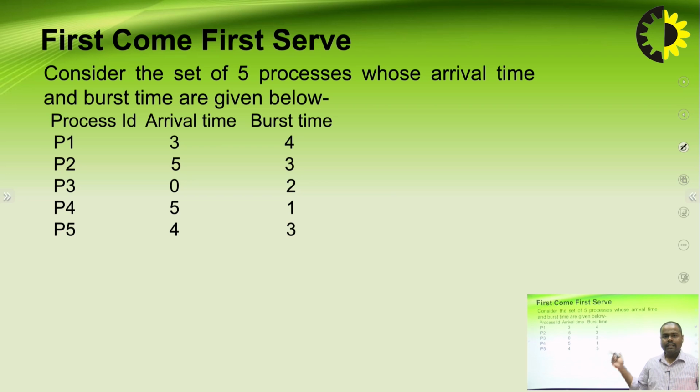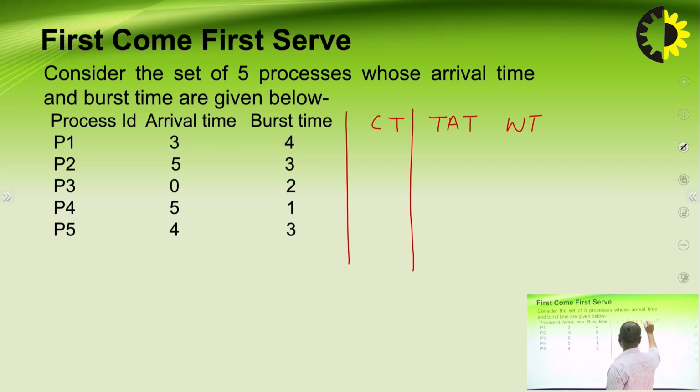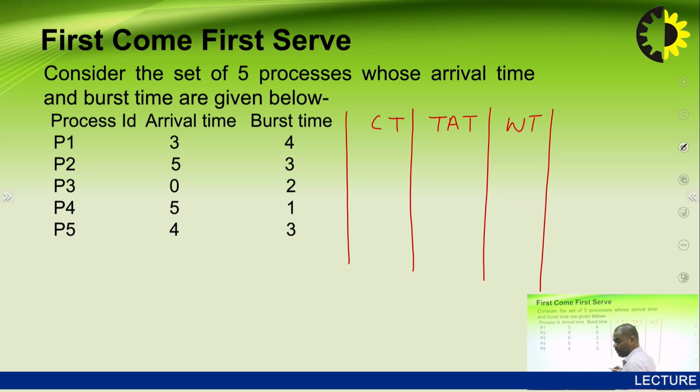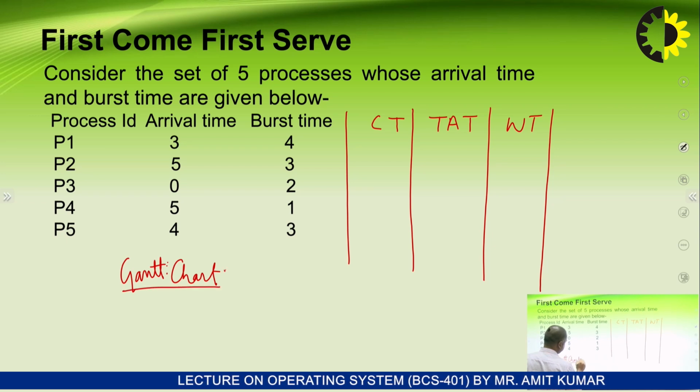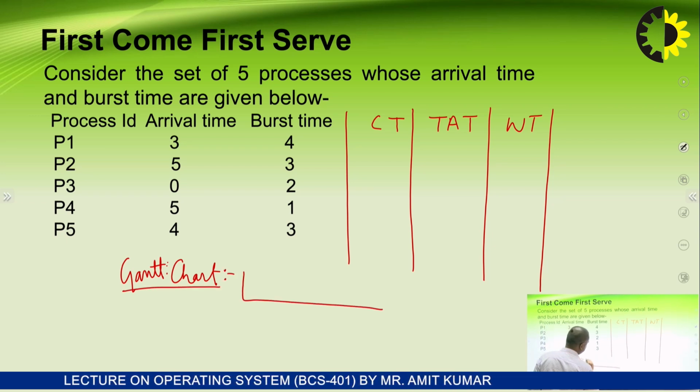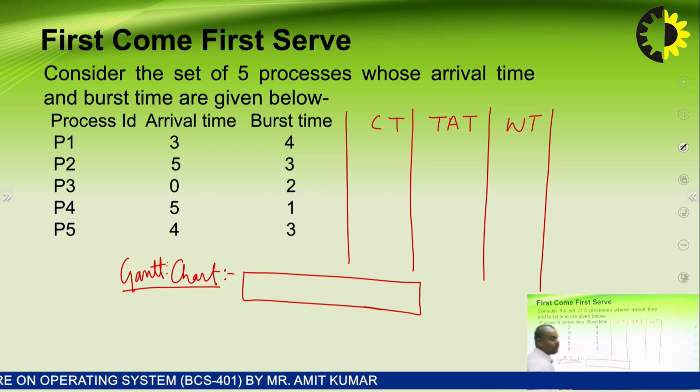Now I have taken an example for solving first come first serve. There are 5 processes whose arrival times and burst times are given below. So we have to find the completion time, turnaround time, and waiting time. For finding these, we have to draw a chart. That chart is known as the Gantt chart.